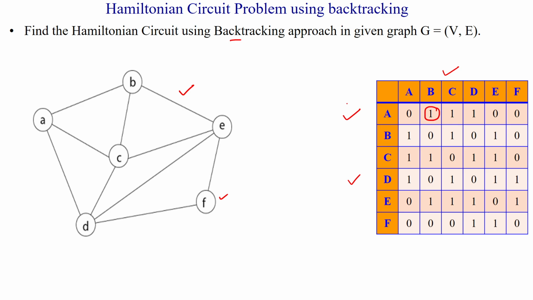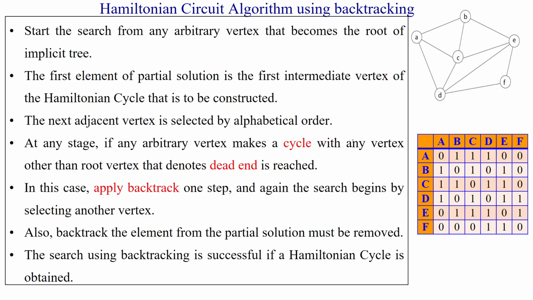If there is no edge between a and e, then we make it 0. So we will find the adjacency matrix like this. Then we will start the algorithm with a starting vertex as an arbitrary vertex. You can start from b or a or e, anywhere.